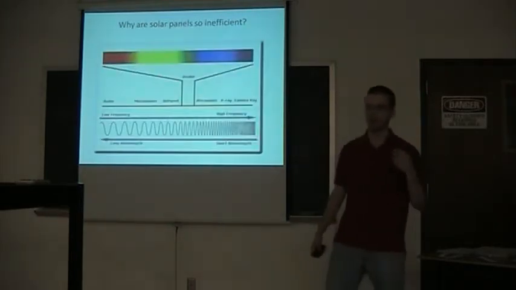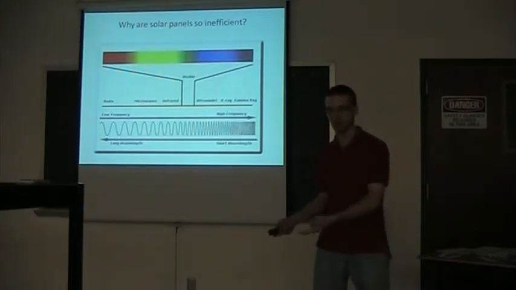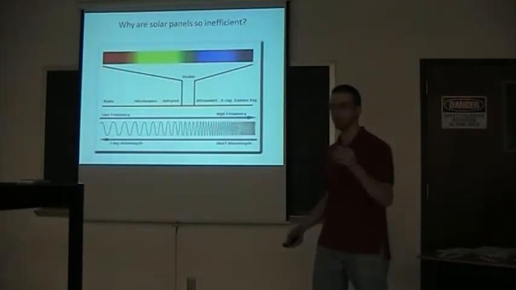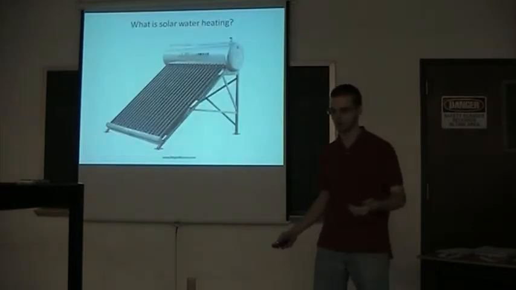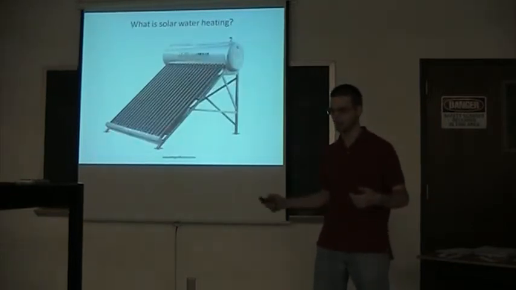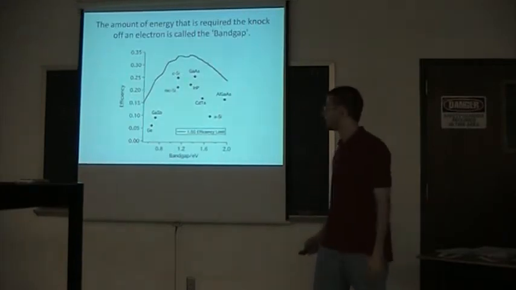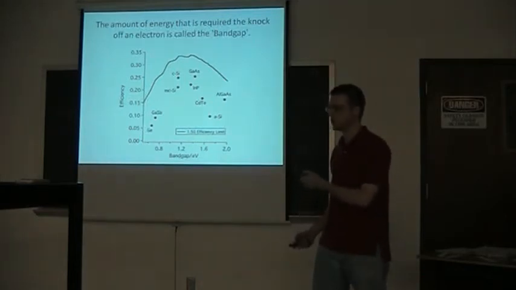Well, electromagnetic waves aren't monochromatic. They have a variety of frequencies and therefore energies. And so what happens is that you need to have a certain level of energy in order to free that electron. That's called the band gap.